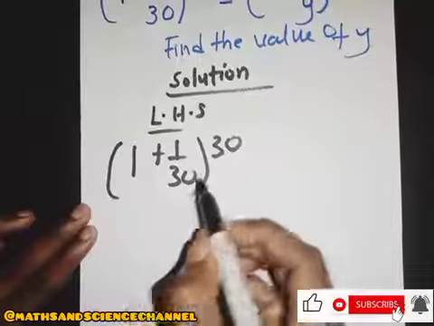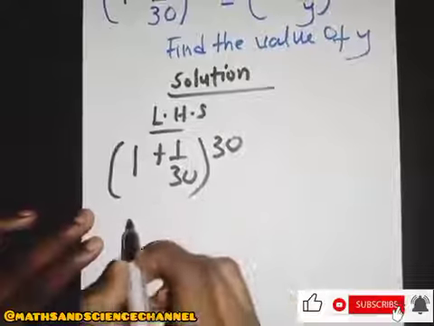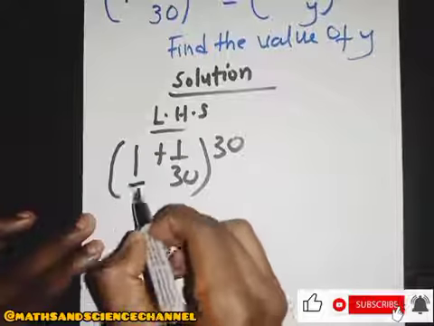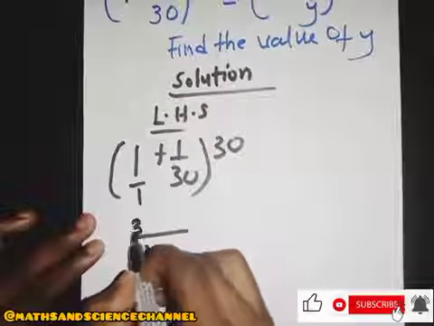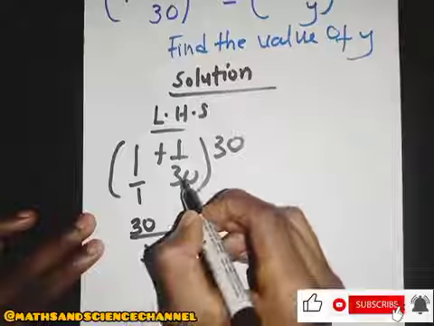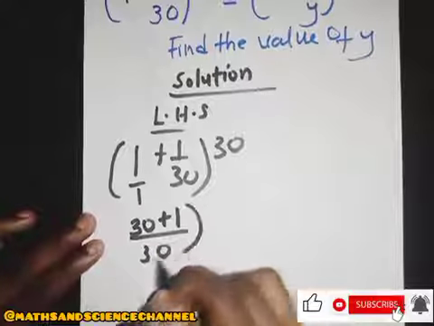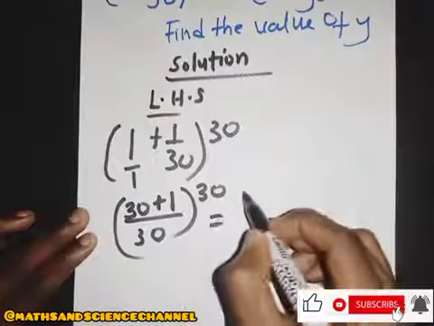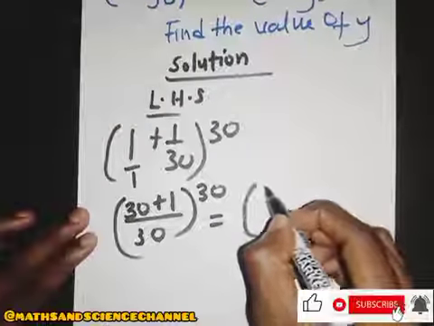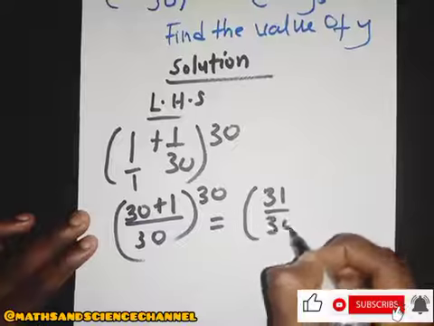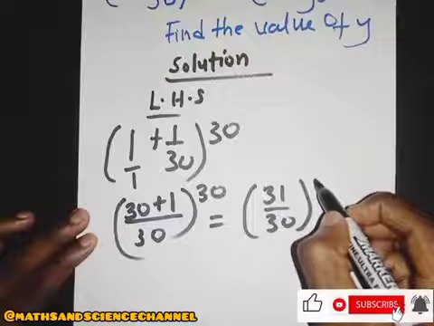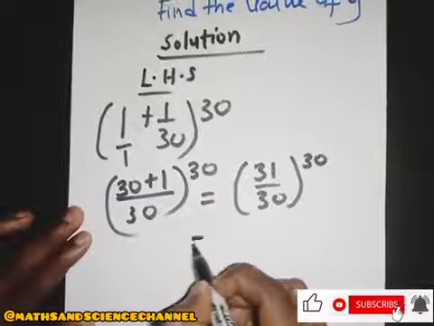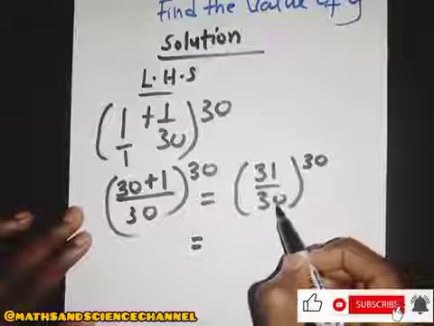From here, what I'm going to do is to simplify this. Simplifying that, we have the LCM to be 30. 30 goes into 1, 30 multiplied by 1 is 30, 30 plus 1 gives 31, and then we have 1 here. Then we have to the power 30. If we further simplify, we have 31 over 30, and then to the power of 30.